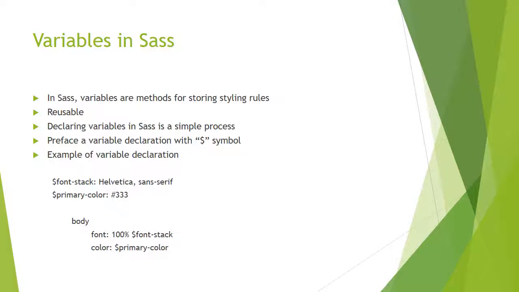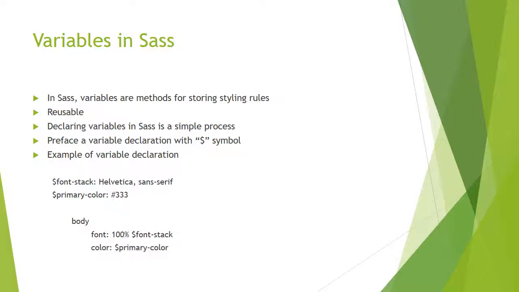In order to declare a variable, it's very simple. All you do is preface the declaration with the $ symbol, and then you write out whatever variable that you're referring to. So let's look at an example. In this one, we have a font stack variable that sets the type of font. So in this instance, Helvetica and sans serif.